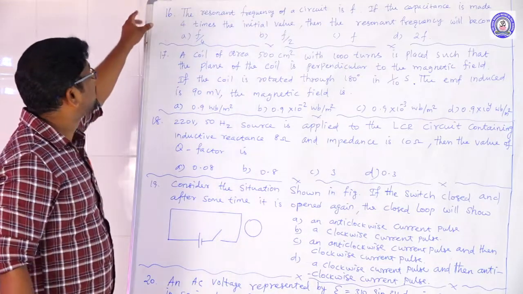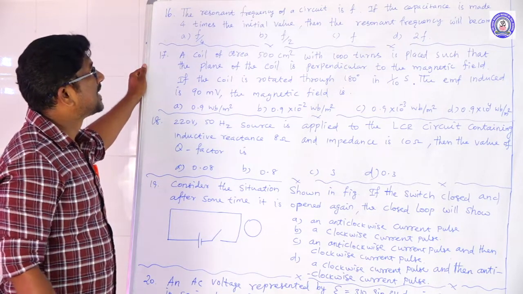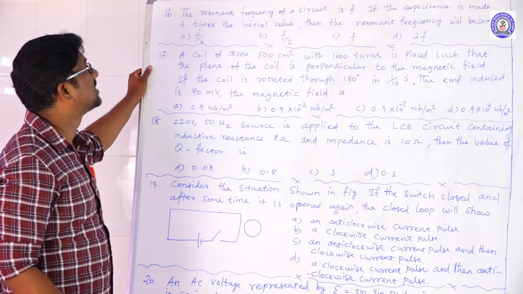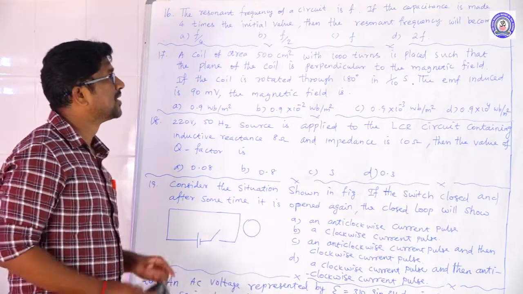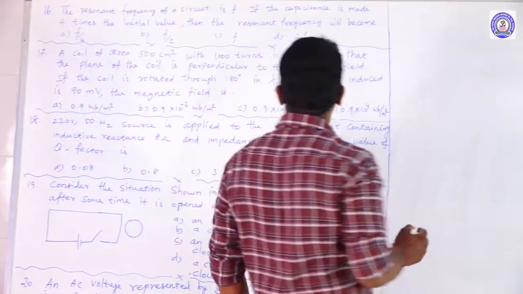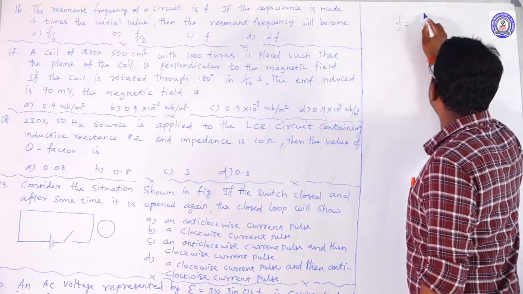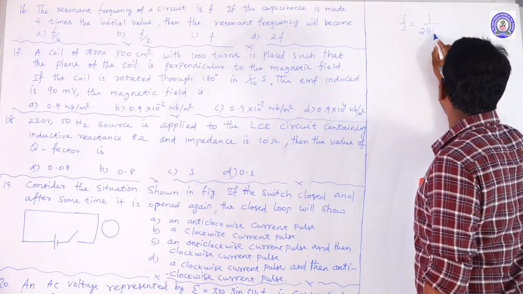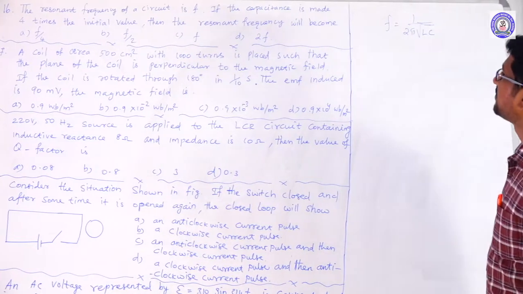Question number 16. The resonant frequency of a circuit is F. If the capacitance is made 4 times the initial value, then the resonant frequency will become? In an RLC series circuit, the resonant frequency is given by F is equal to 1 divided by 2 pi into square root of LC.